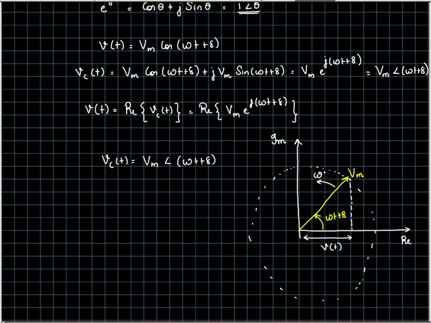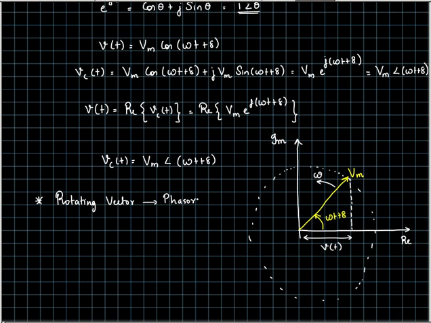So, such a rotating vector in the complex plane is then called a phasor. So, a rotating vector in the complex plane is called the phasor.